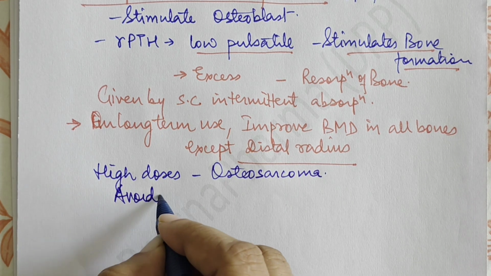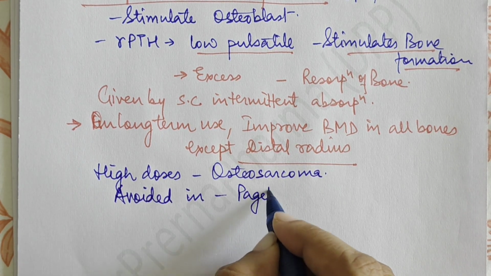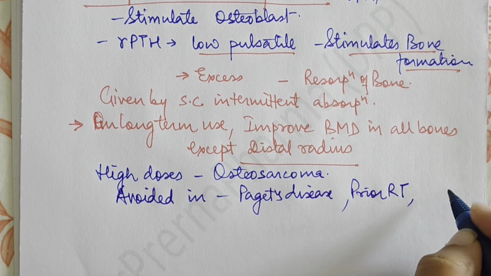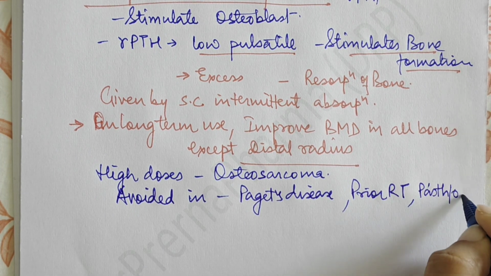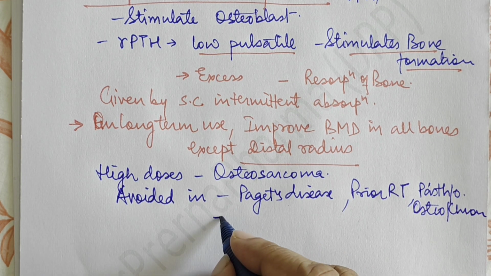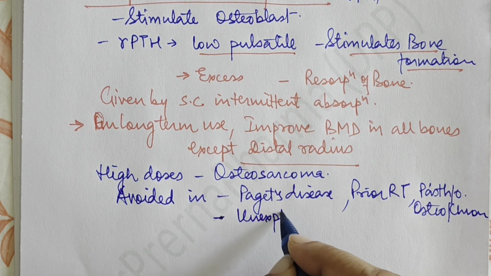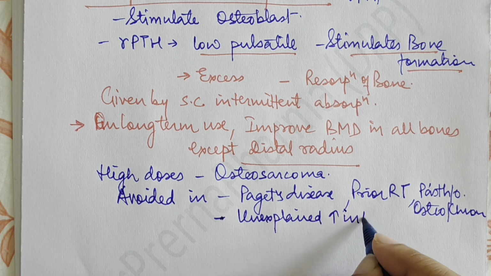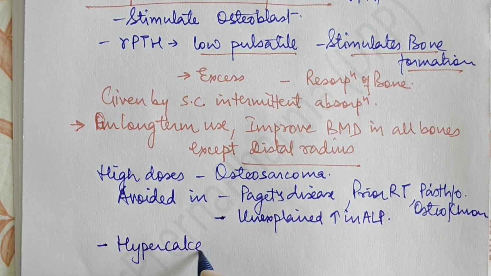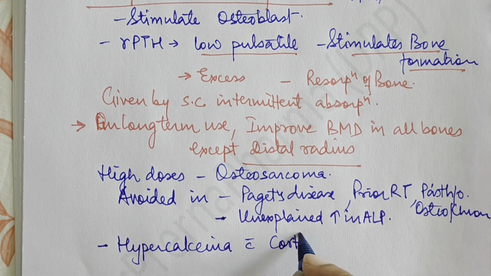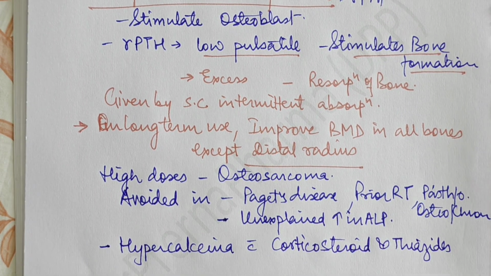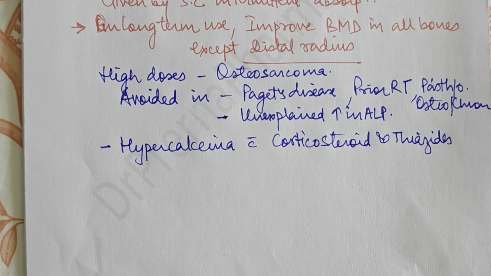Then this has to be avoided in Paget's disease. Then it has to be avoided in prior radiotherapy, past history of osteosarcoma or chondrosarcoma, and also unexplained increase in ALP. Then it can cause hypercalcemia with corticosteroids and thiazides. Thiazides and corticosteroids cause hypercalcemia, and if we give this along with them, it can cause even more hypercalcemia.